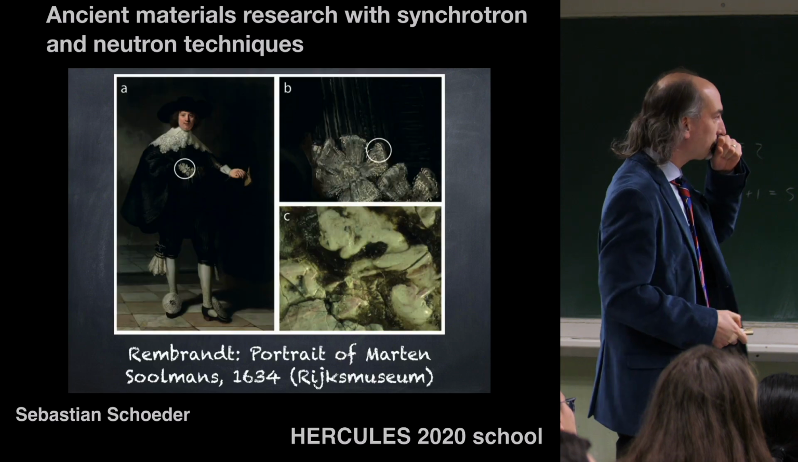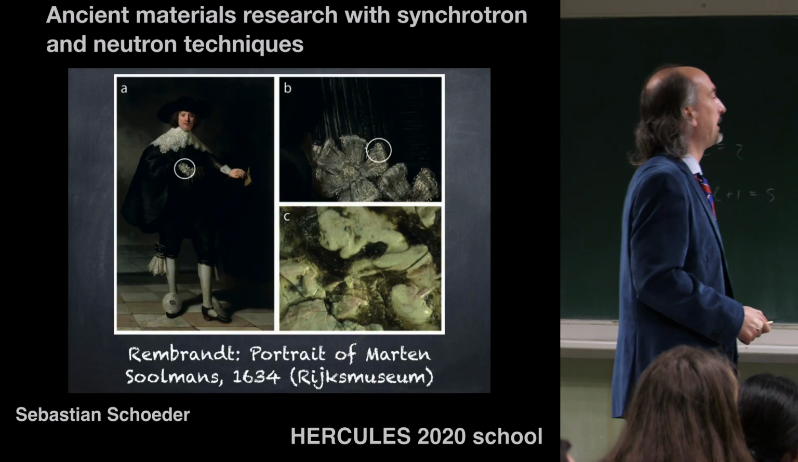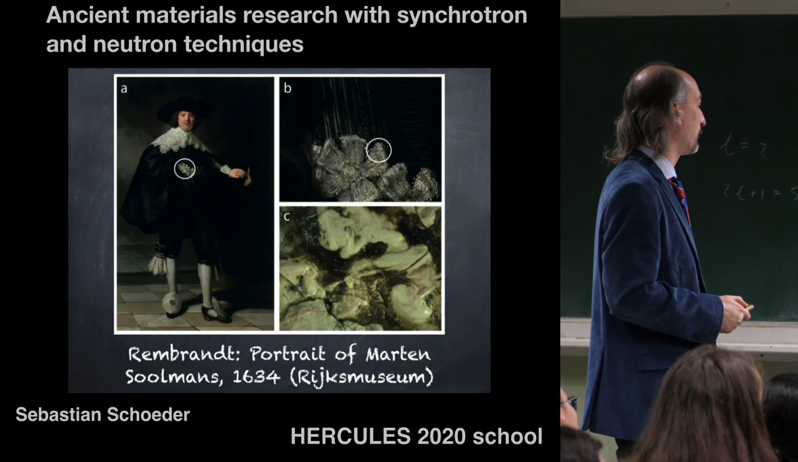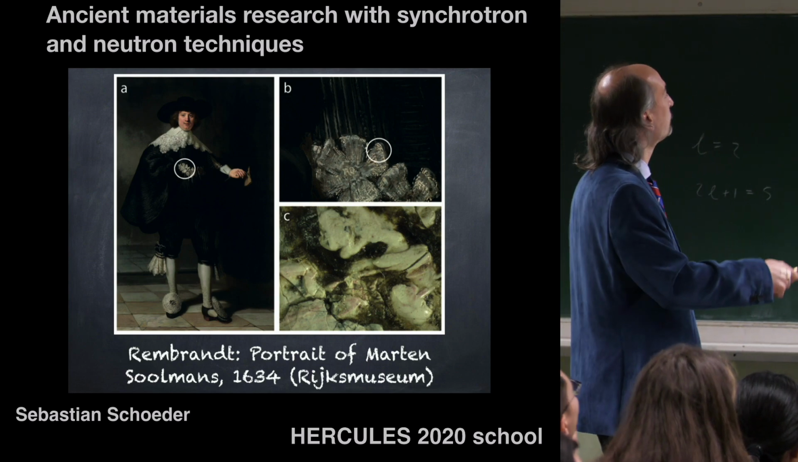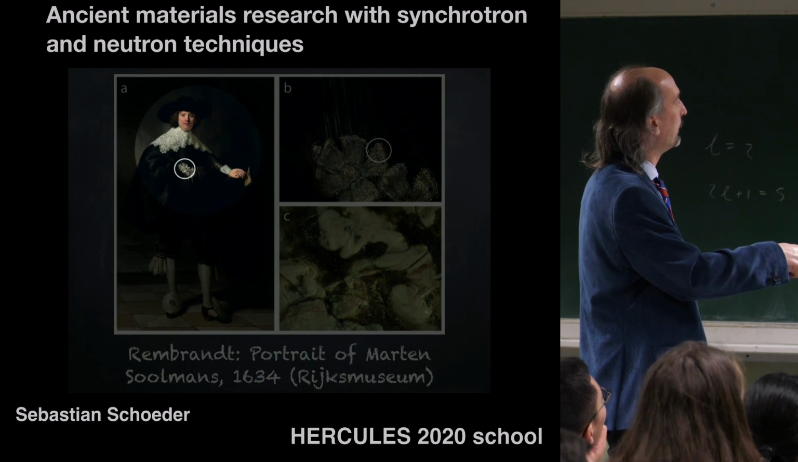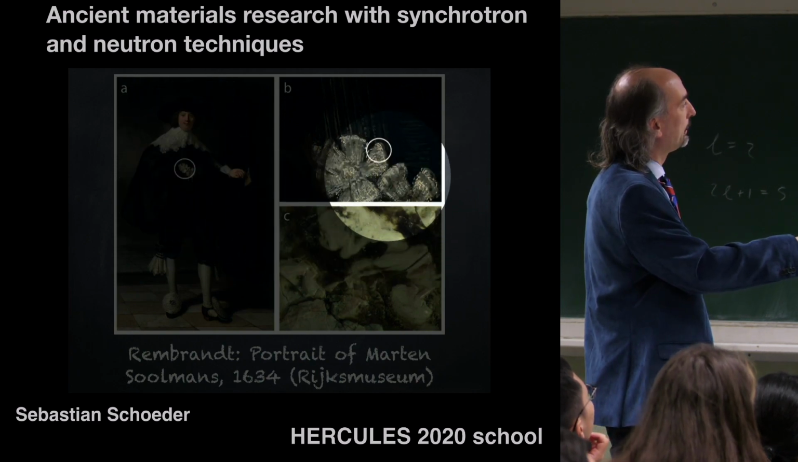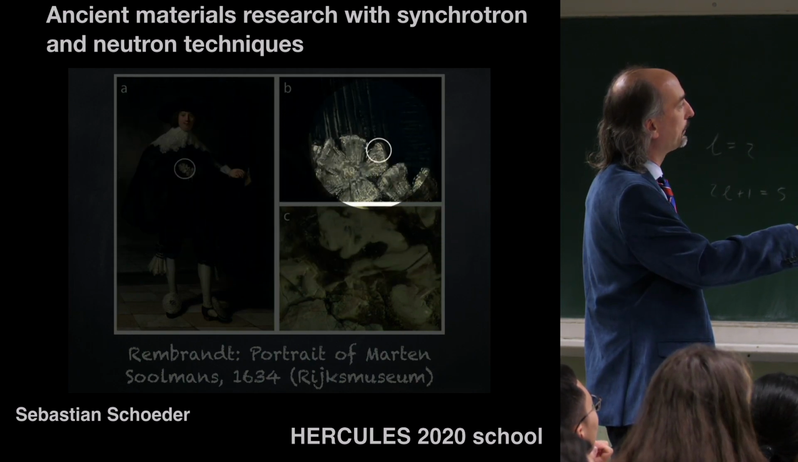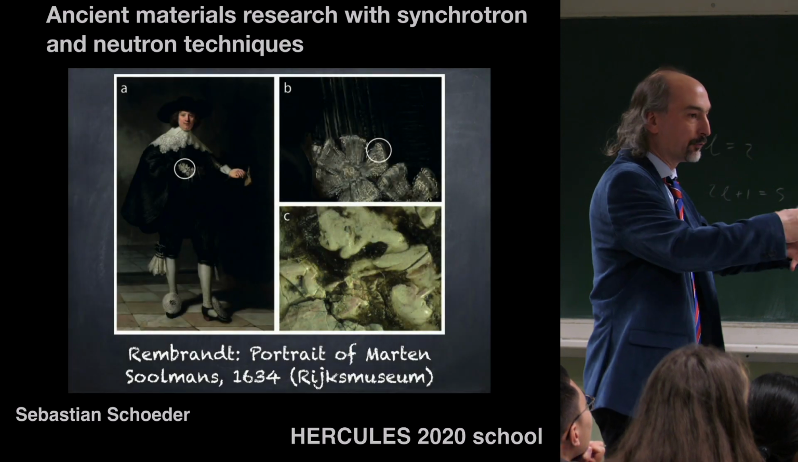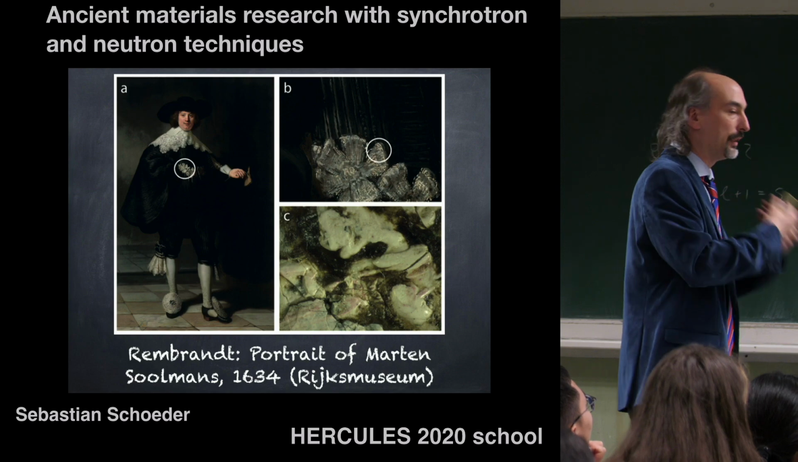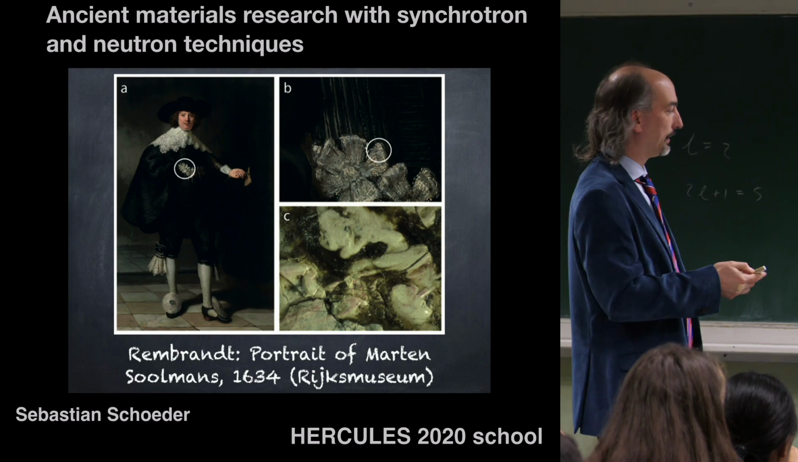And you can see an example of this technique here in this portrait of Marten Soolmans that was painted in 1634 and is nowadays in the Rijksmuseum. And you can see it's used here on these decorations that he's wearing. So you can see here a more close-up look at these flowers. And you can see here these big droplets of paint that have been put on the canvas.